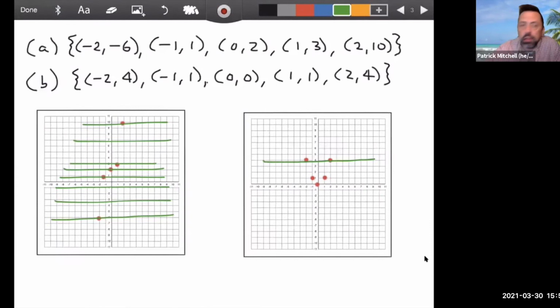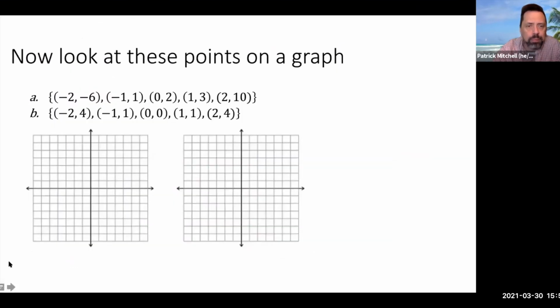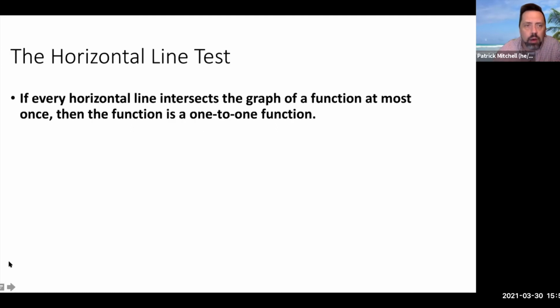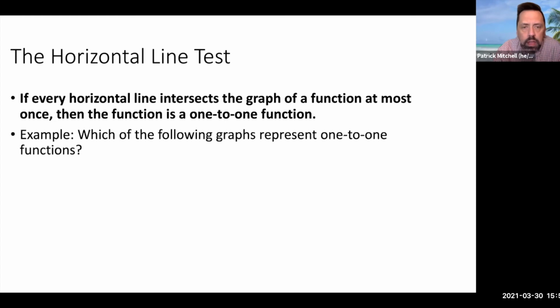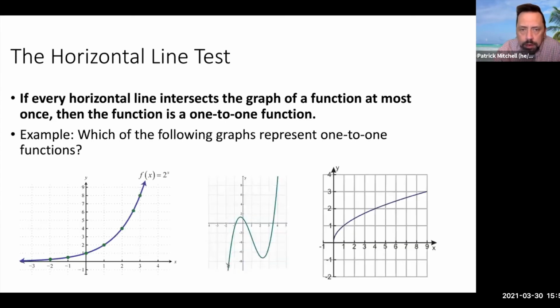So that's what's called the horizontal line test. Remember, we used a vertical line test to determine whether a graph represented a function. So now we have a horizontal line test to determine whether it's a one-to-one function. The horizontal line test says if every horizontal line intersects the graph of the function at most once, then the function is a one-to-one function. So we can look at some easy examples here.